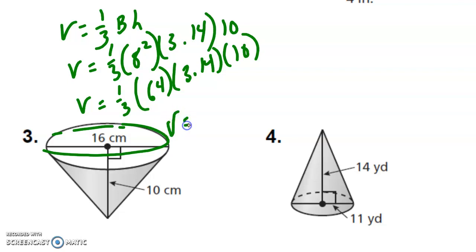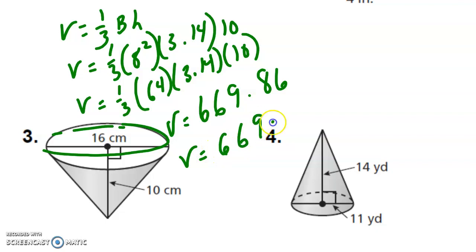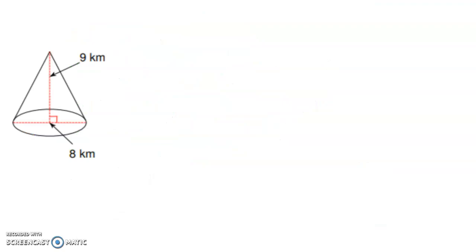So our volume ends up being 669.86. Round to the nearest tenth, our volume is 669.9 centimeters cubed. All right. Doing great, everybody. Let's do one more.